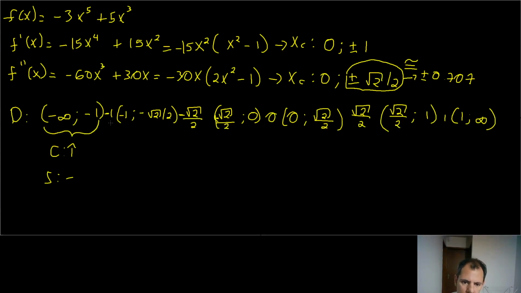But we got to find these things. At -1, the first derivative is going to be 0, but the second derivative is not going to be 0. So at -1, let's see, it's going to be 60 minus 30, so it's positive. At -1, the second derivative is positive and the first one is 0. So this is a minimum.